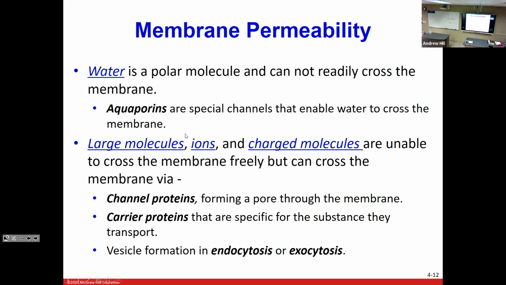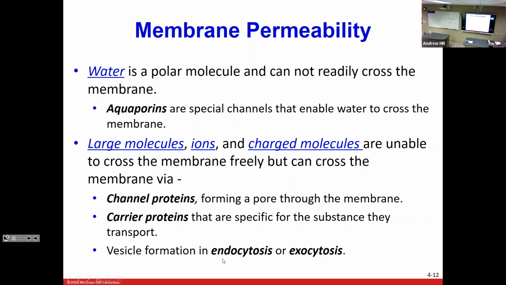Okay, so we're getting it to here now. Large molecules, ions, and charged molecules are unable to cross the membrane freely, but can cross the channel proteins. I jumped the gun a little bit. Those are usually these pores in the membrane we just talked about. And then there are carrier proteins, and I drew the glucose transporter on the board over there. It's very specific for the substance that it transports. So a glucose transporter will carry glucose across the membrane, but it will not, for example, move sucrose across. Sucrose is bigger, it's a disaccharide, whereas glucose is a monosaccharide.